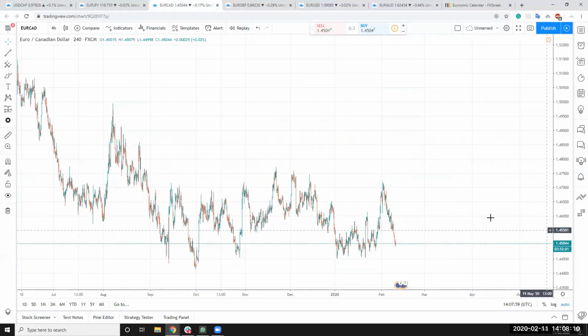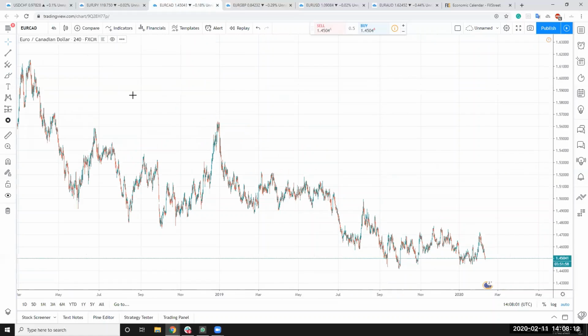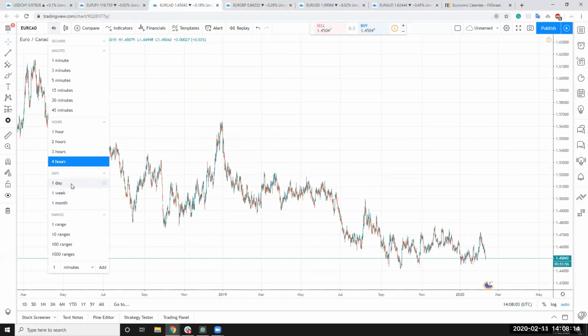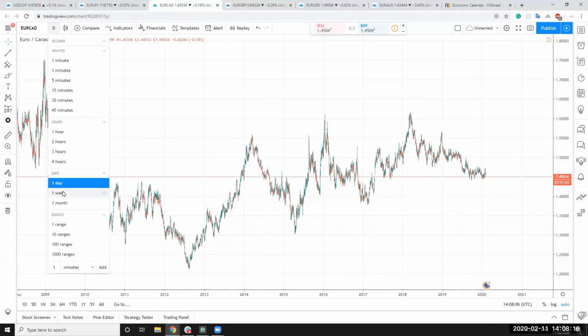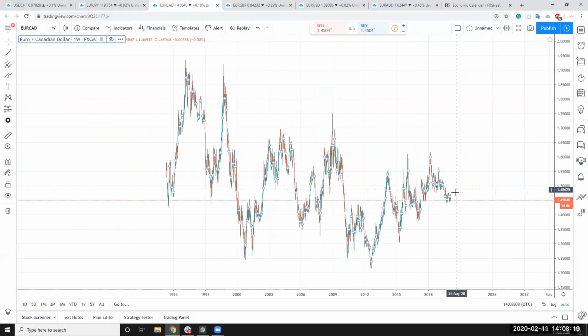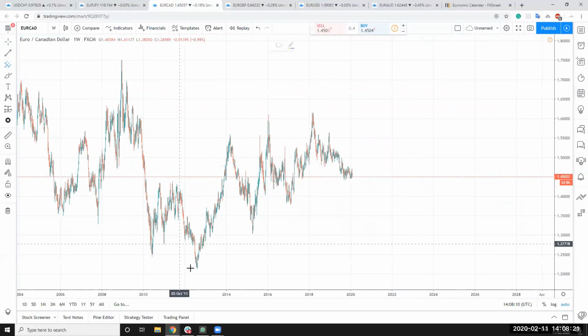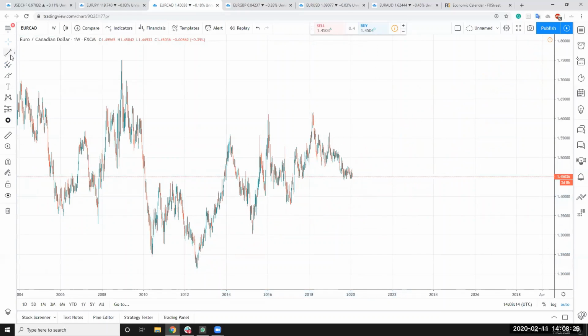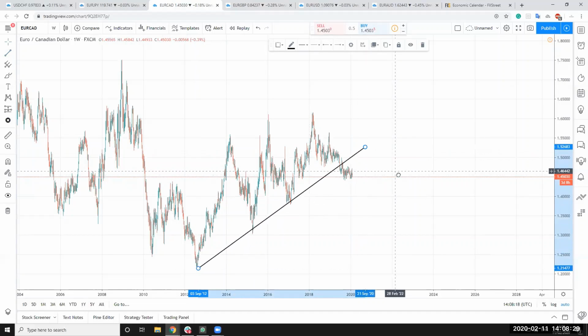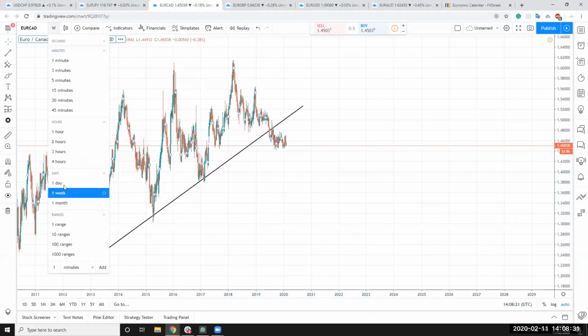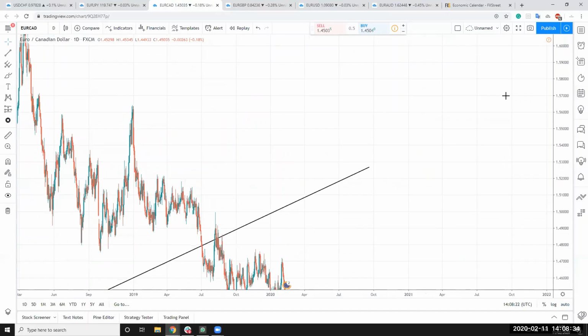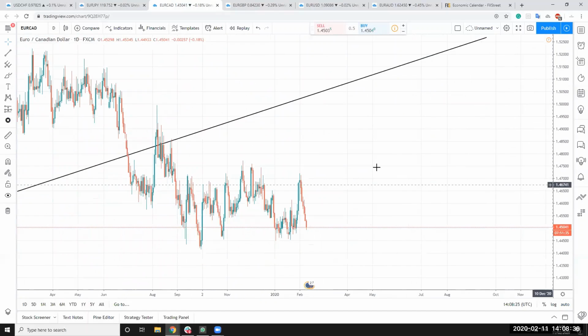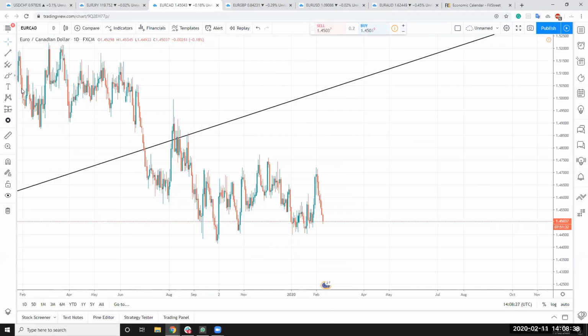EURCAD, we also very recently was very bearish. Price, yeah, bearish price. We have a trend line. Okay, yeah, we retested it already. So we do expect to go lower. This would have been a nice trade. Missed it.